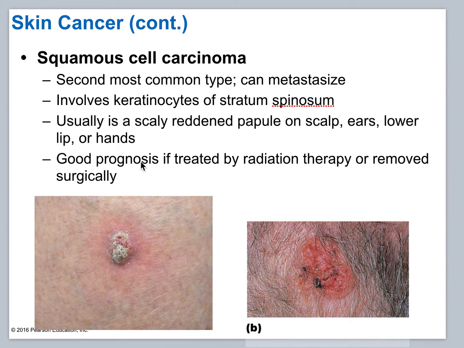The next type of skin cancer is squamous cell carcinoma. This involves the keratinocytes, skin cells of the stratum spinosum. These cells start to multiply without regard to other conditions that would normally inhibit their multiplication, and it results in a scaly reddened papule, which is basically just a raised area on the scalp, ears, or lips, basically any sun-exposed area. Again, like the basal cell carcinoma, it's a good prognosis if removed surgically early enough, and it also responds to radiation treatment.